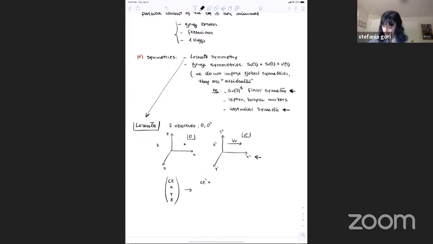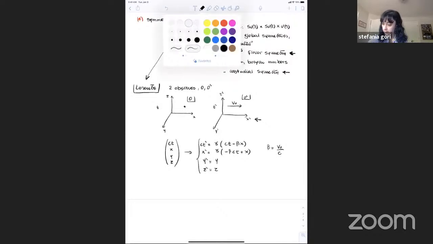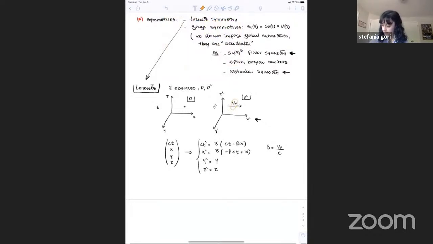c t prime, which is given by gamma (ct minus beta x), and x prime is gamma (minus beta ct plus x). And then, as you see, as we expect, we don't have any transformation for y and z. And here I define this beta as v0 over c, where v0, again, was the speed that we see here. And then the gamma factor is equal to 1 over the square root of 1 minus v0 squared over c squared. Okay, this is our Lorentz transformation.